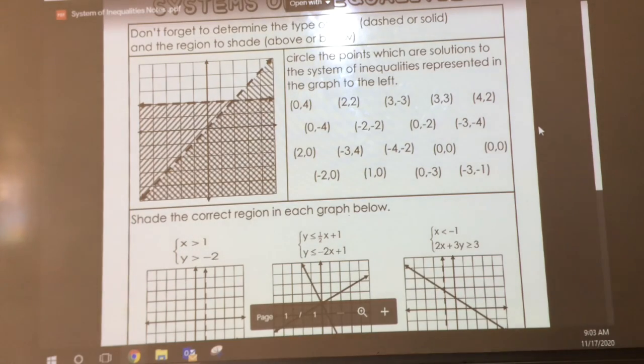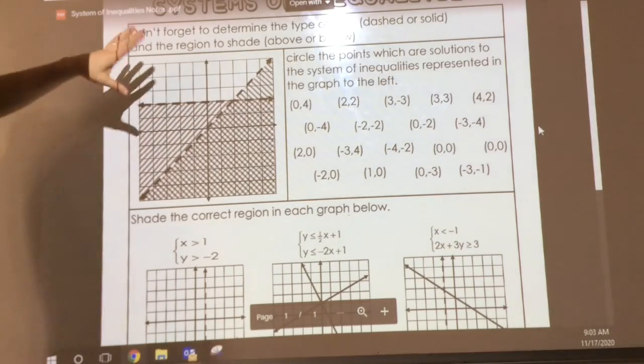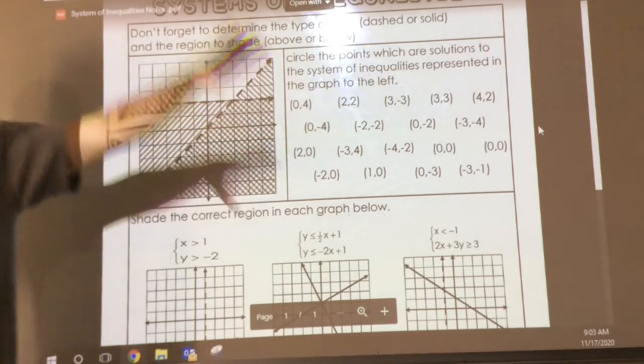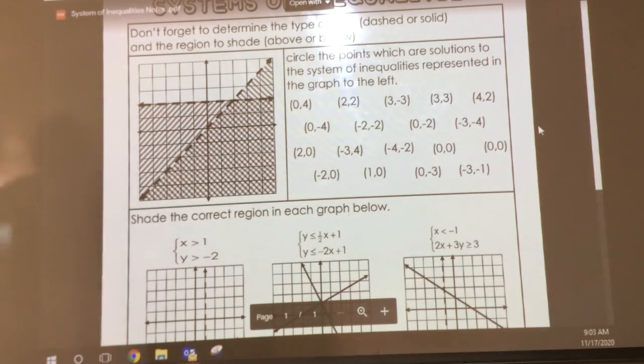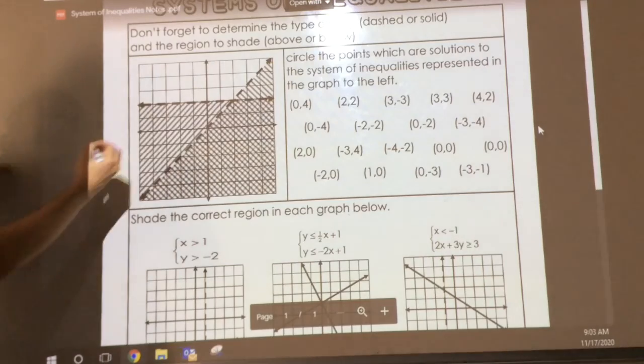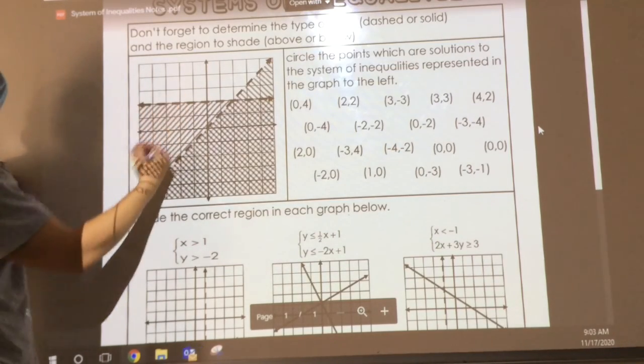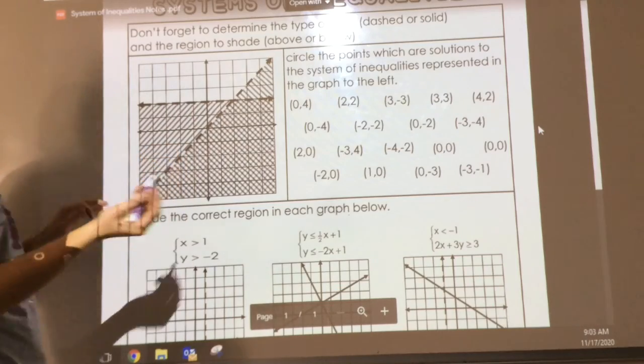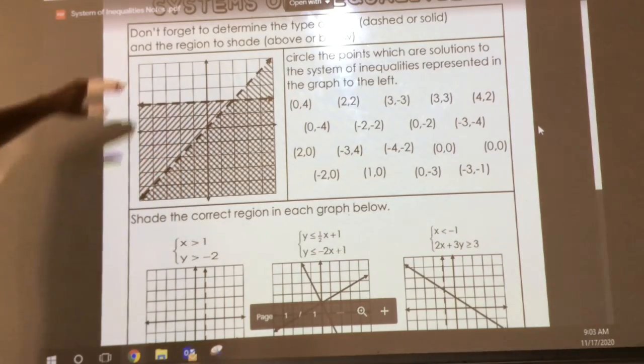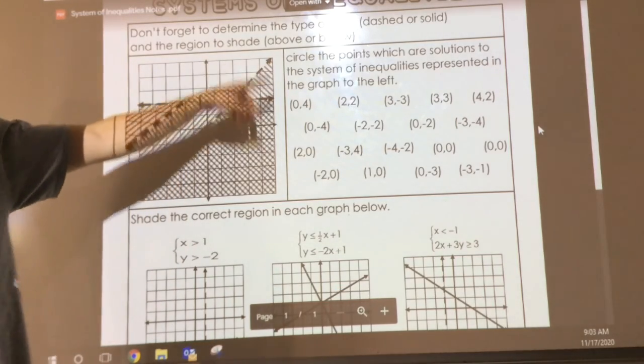All right, so circle the points which are solutions to the system of inequalities represented in the graph. From the warm-up, I told you that in order for it to be a solution, it has to go through both of them. As you can see, some of the lines are going at a diagonal, almost forming a positive slope. Does everybody see that? And you have other lines that are going down, forming a negative slope.